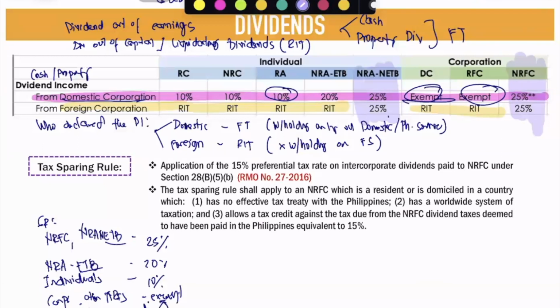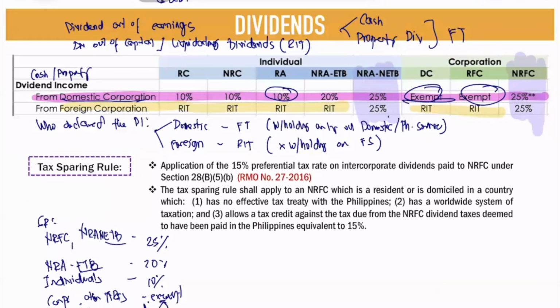So what's new here is the dividend on your corporation, or intra-corporate dividends. Tandaan na, they are considered exempt dividends. Sir, by the way, ang nasabi nyo lang kasi ay cash dividend, property dividend, at saka liquidating dividend. Paano naman pagka stock dividend?